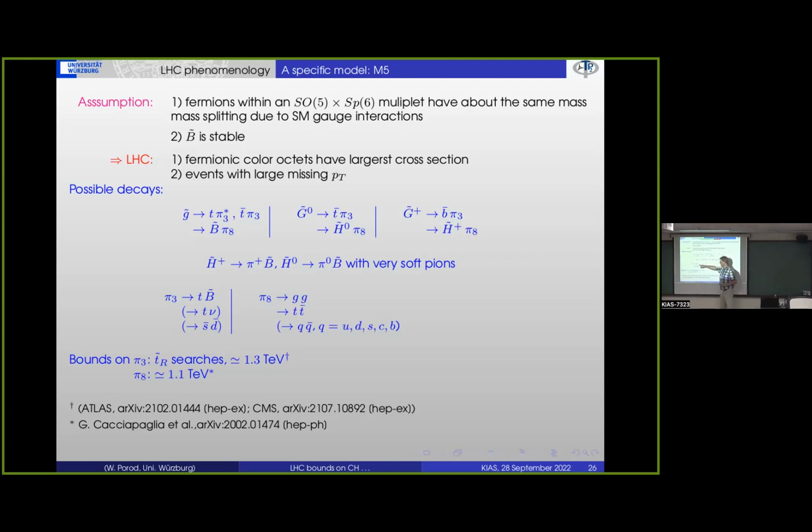But this stability is really due to the assumption that this pi3 is higher than the B tilde. If it were lower, the B tilde would decay into the pi3 and a top quark. And the pi8, we take in the following way: either it can decay into two gluons or into a top anti-top pair. In principle, decays into lighter quarks are possible, but we're simply interested either in top jets or in light jets.